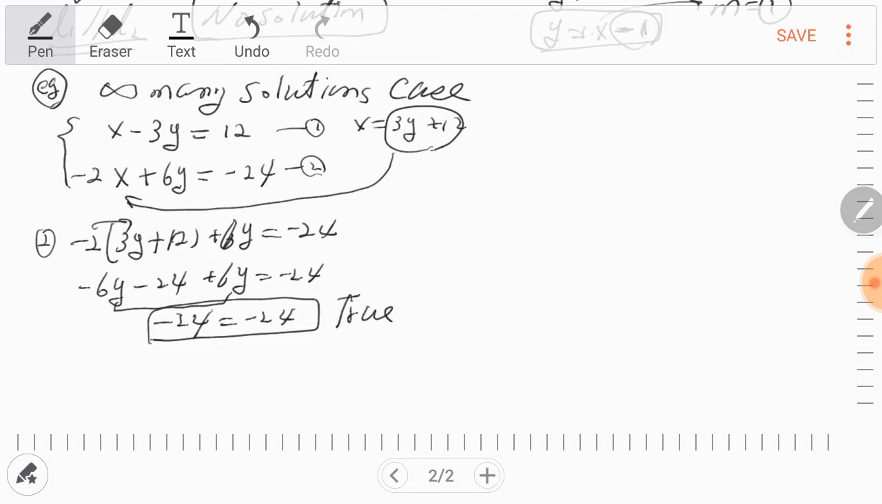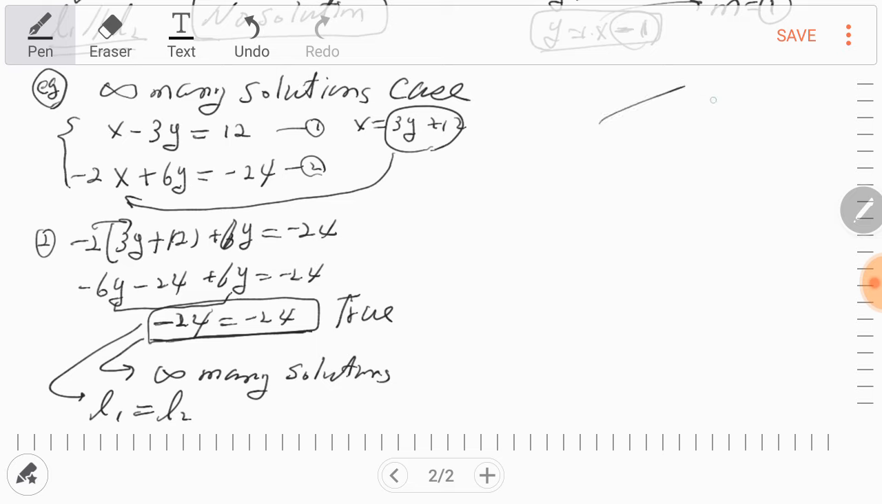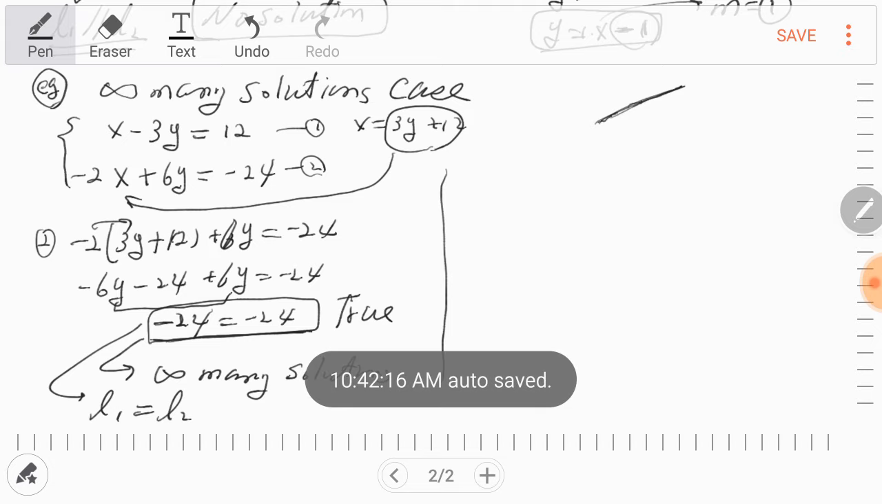So, okay, if the result is true, then two lines are identical, exactly the same. So since two lines are exactly the same, there are infinitely many solutions. Okay, so this means line 1 and line 2 are identical. So this is the case that the first line and the second line are the same. Okay, let's check if it's really the same. So why don't we change equation in slope-intercept form?